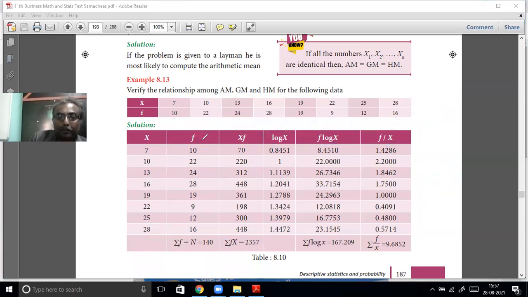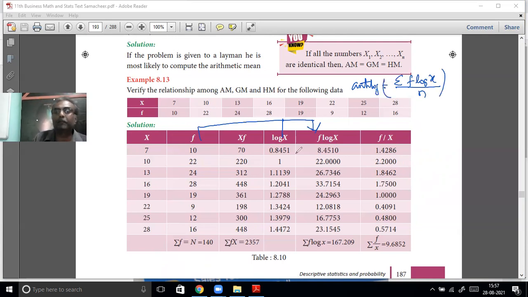F into log of x, and you arrive here. What is the formula? The formula is the anti-log of sigma f log of x divided by n, the whole anti-log. That is the formula.